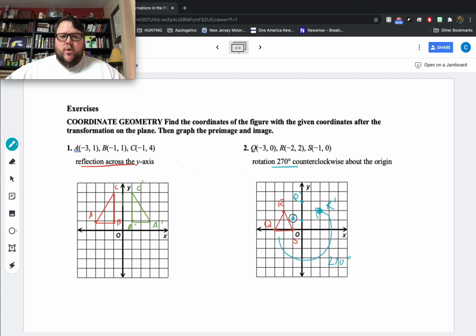So that's S prime. Again, I did that for you guys because I just really want you to be able to see how to do it. But when we get back to hybrid learning, we'll actually do more work with it. So that is our image, and that's our pre-image.